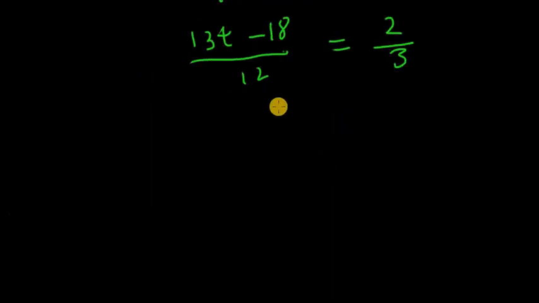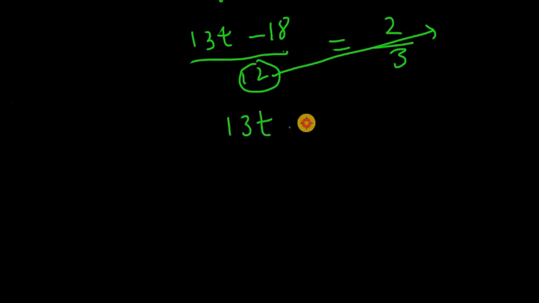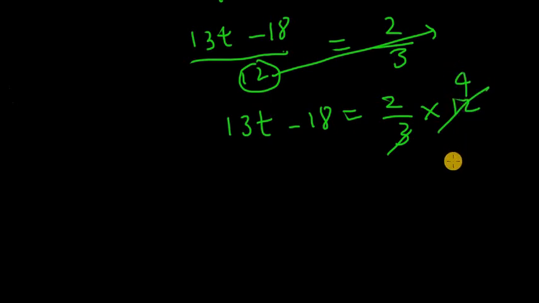Now this 12 has to be shifted to this side. It is in division, so it will be in multiplication on that side. So 13t minus 18 equals 2 by 3 into 12. Here 3 and 12 can cancel, and it becomes 4. So 2 into 4 is 8, and 13t minus 18 we just write as it is.